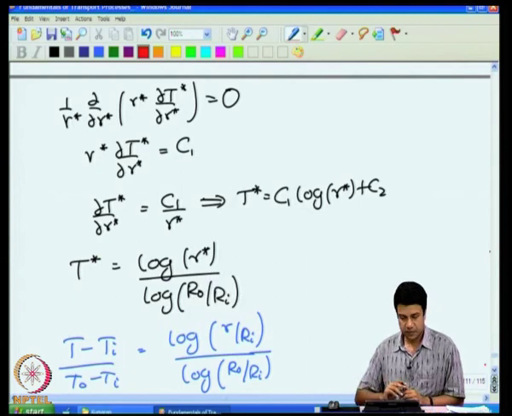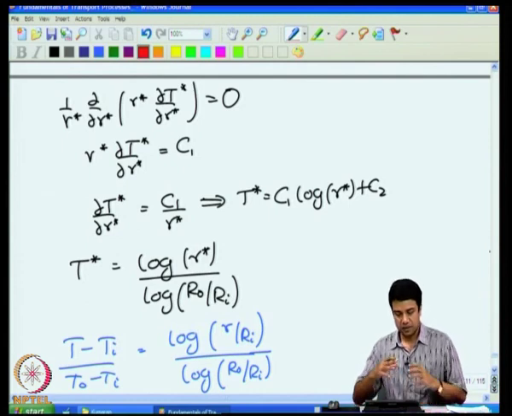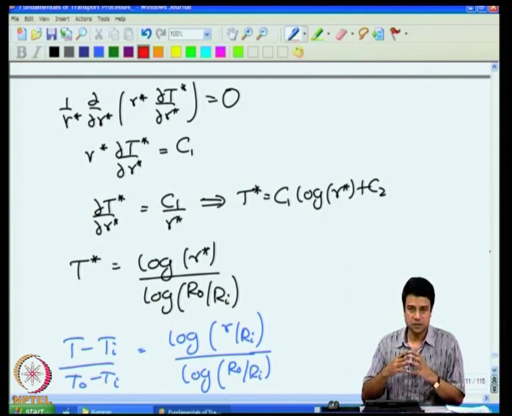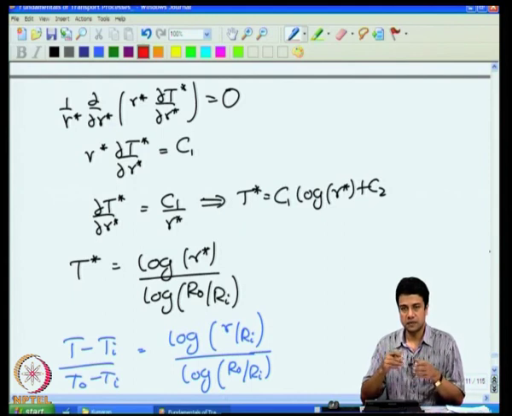We solved this equation and we got a logarithmic temperature profile. It is not a linear temperature profile like in the case of heat transfer in Cartesian coordinate systems. Because the surface area is changing with position, the heat that is being transported, in this particular case there is no source or sink of heat, the system is at steady state. So, the heat that is being transported has to be a constant. That means that the heat flux has to go as 1 over the area. The area is changing, so the flux will change, and therefore, the temperature will change.